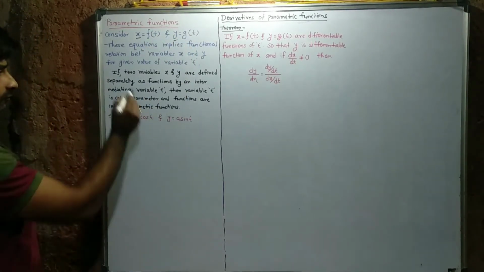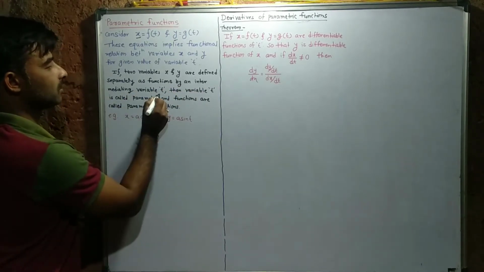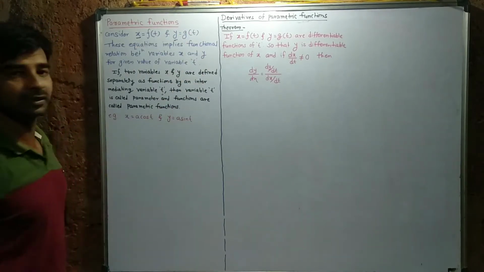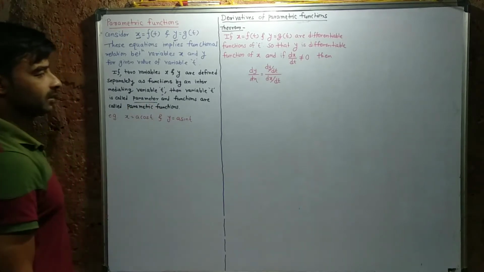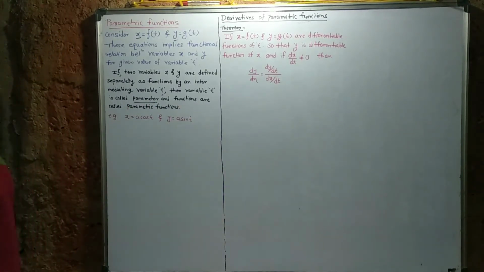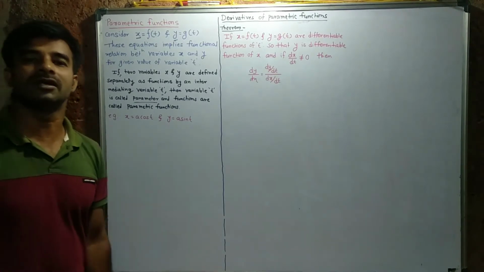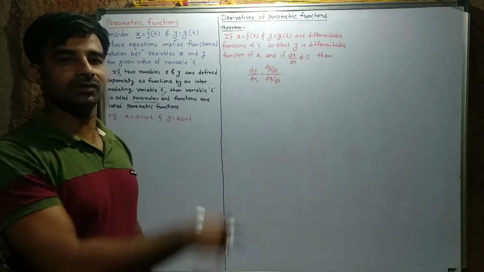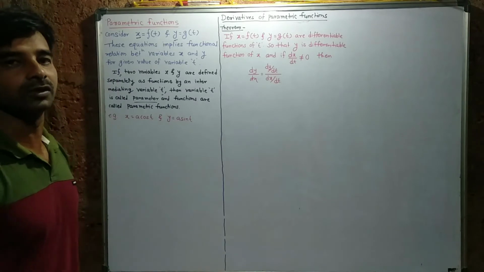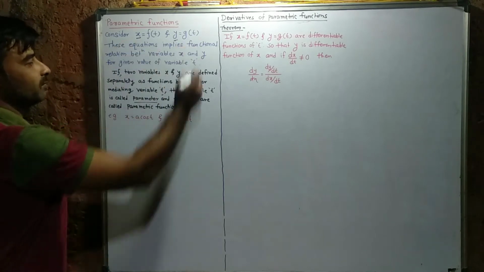If two variables x and y are defined separately as functions by an intermediating variable, that means t is the intermediating variable between these two, then variable t is called a parameter, and the functions are called parametric functions. That means two variables are defined as functions of one variable. At that time, this one variable is called a parameter, and those two functions which give the functional relationship between each other are called parametric functions.